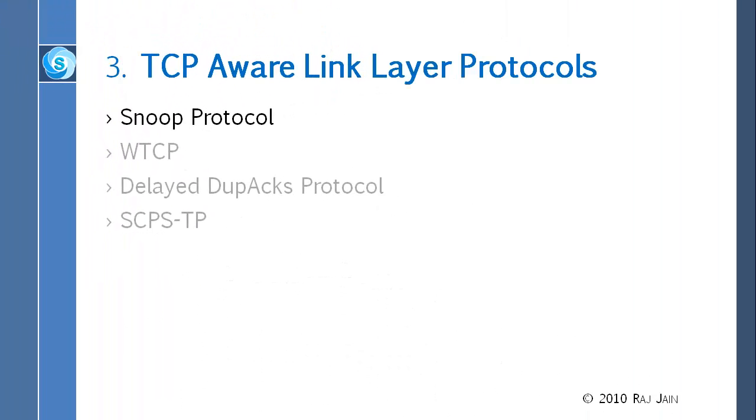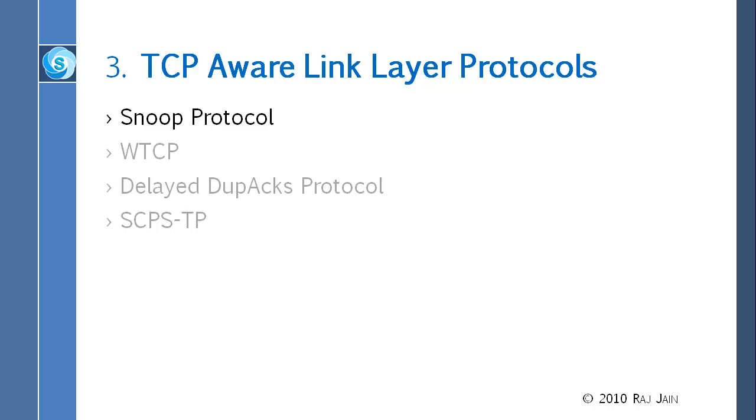The second class is TCP aware link layer protocols. Right now, in the layered protocol schemes, we really don't know what is running on top of us. When you have a wireless link, you don't know whether it is TCP or UDP or SRTP, whatever. There are so many other transport protocols. We don't know that, and we don't care because we have the layered approach. We just work on our layer, right? But with this approach, we have to separate out the TCP packets and handle them differently on the wireless link.